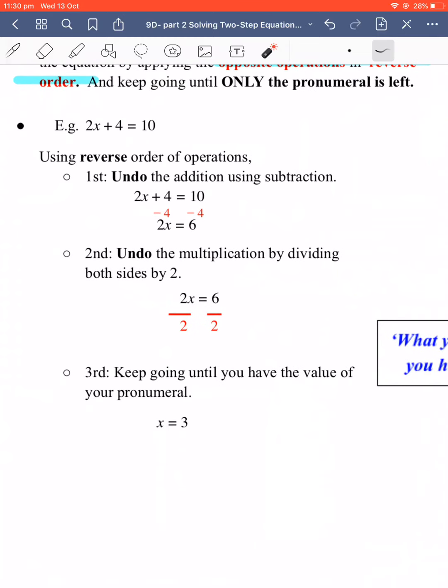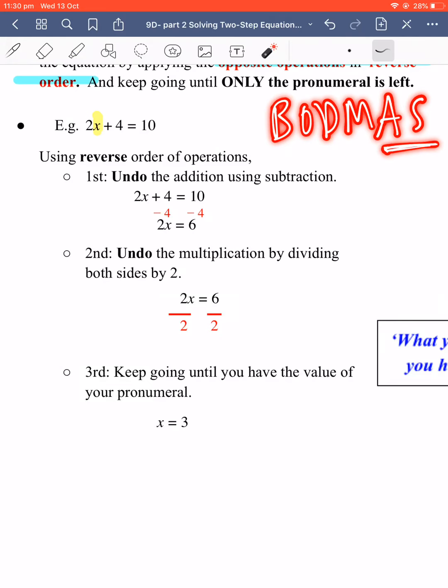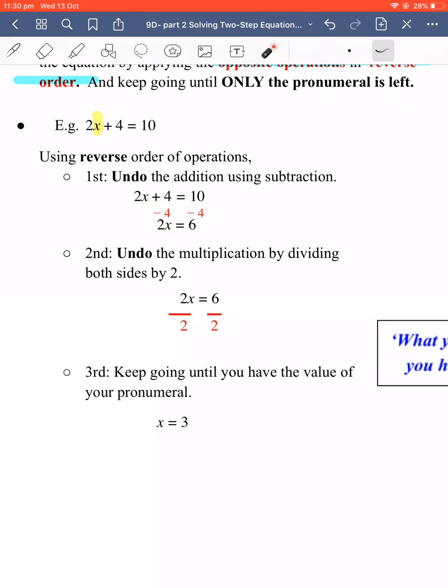So again, same as before, this is just breaking down our actual question a little bit more. So with this one, we have our unknown here, is our x. First thing that we're going to do, because we have our BODMAS and we're starting down this end, addition and subtraction, I have addition here. So what I'm going to do to undo that addition is using subtraction, and what I do to one side, I do to the other. Then I'm left with 2x equals 6.